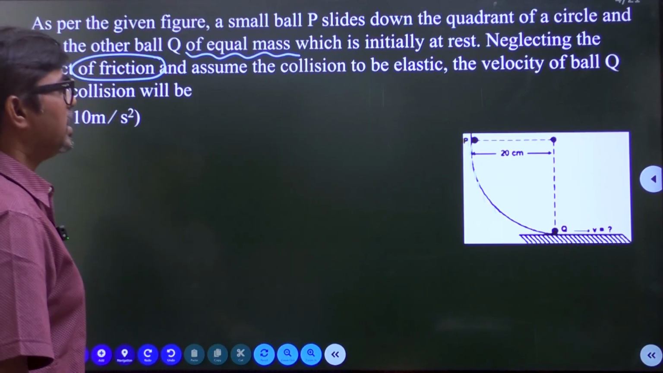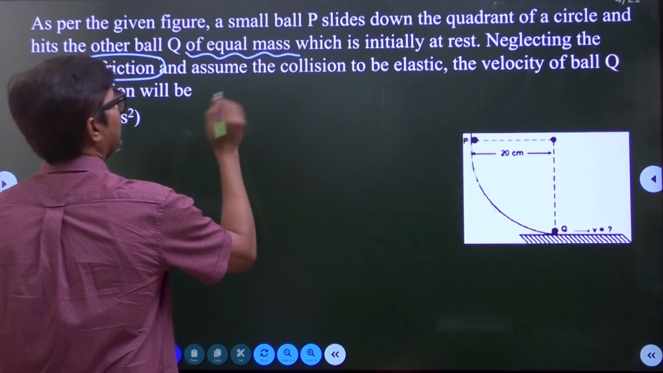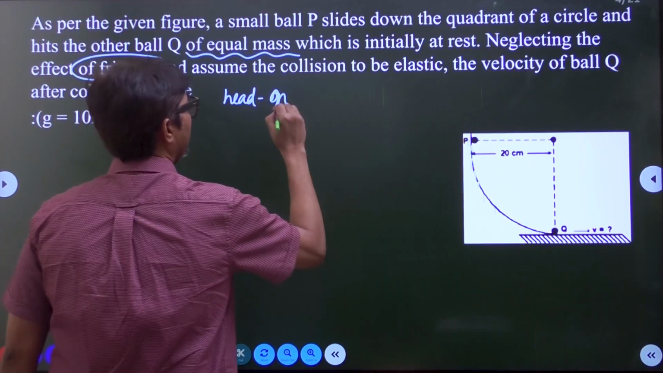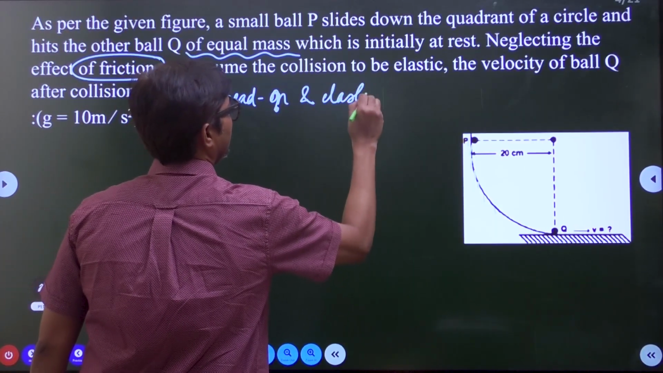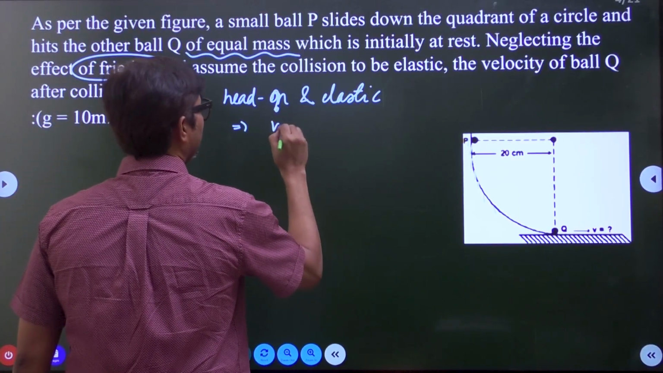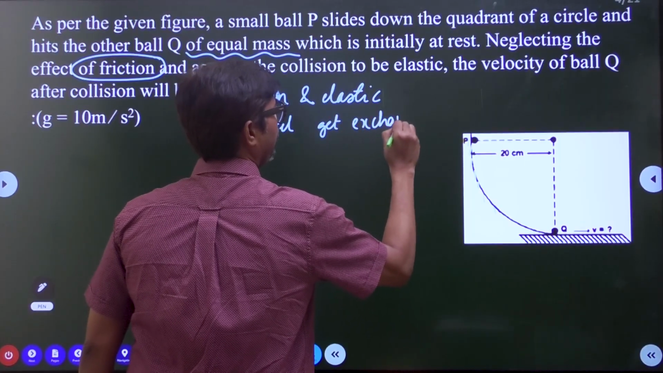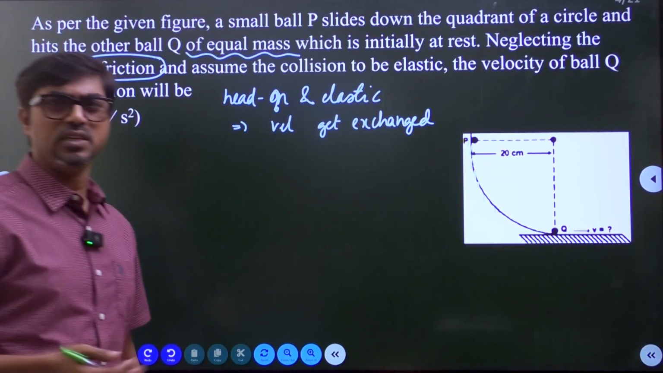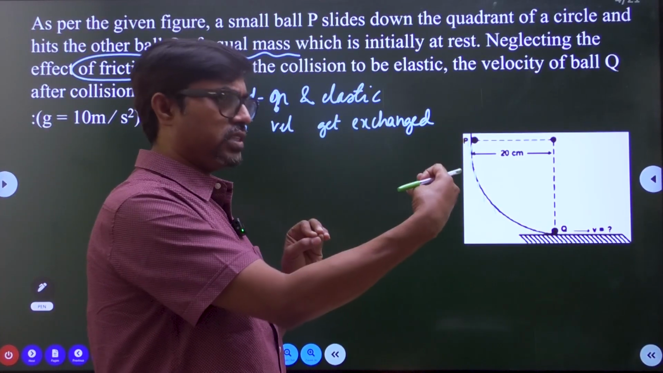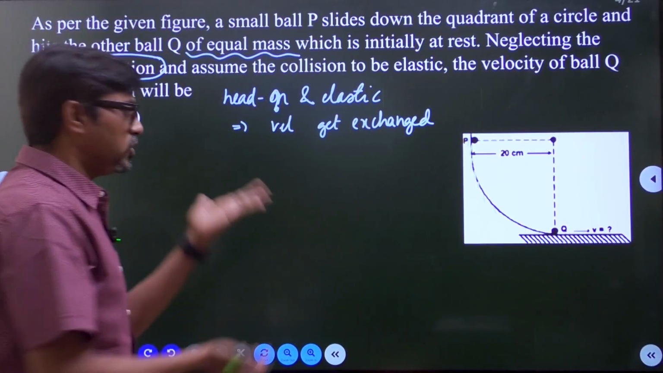Now, what are they asking? The velocity of the ball Q after collision. Whenever you have a head-on elastic collision, and that too when they have equal masses, velocities get exchanged. This is one very, very important idea. Many times that has been tested in all kinds of competitive examinations. So P comes with, let's say, velocity V, Q was stationary. When it hits, P comes to rest, Q will go with the same velocity. So that velocity is what we want to calculate.